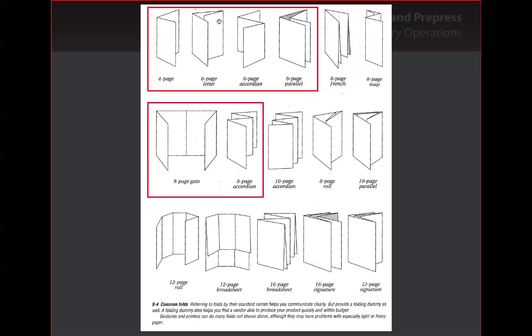So you can see that this is a roll fold here. This is an accordion fold, gate fold. There's an 8-page roll, and so on. But just focus on the ones in the red. You'll be good.